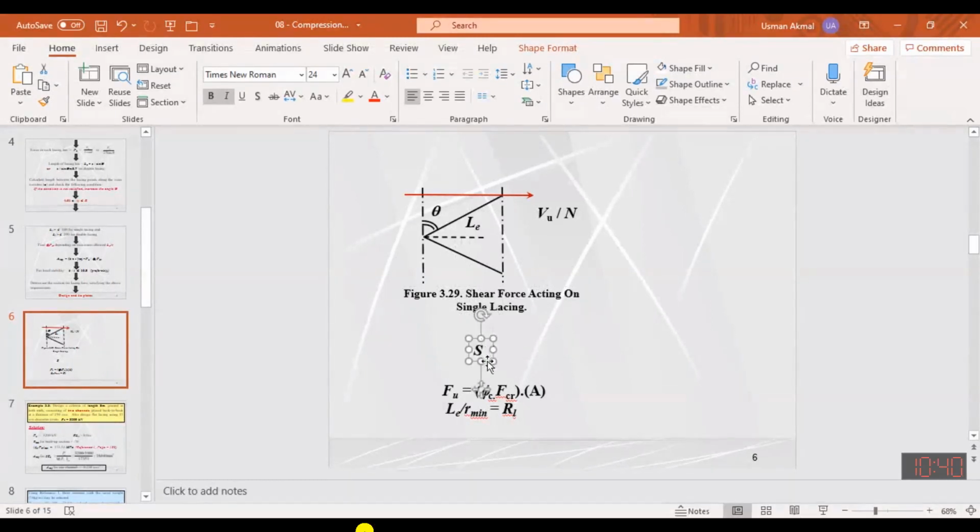The distance between the two center lines of the holes is equal to the S value, which we already know how to compute. S is the transversal distance between the centers of the holes on the two sections. So if we know this S value and this theta, we can compute this LE. LE will be equal to S divided by sine theta. So we can easily compute the effective length of lacing.